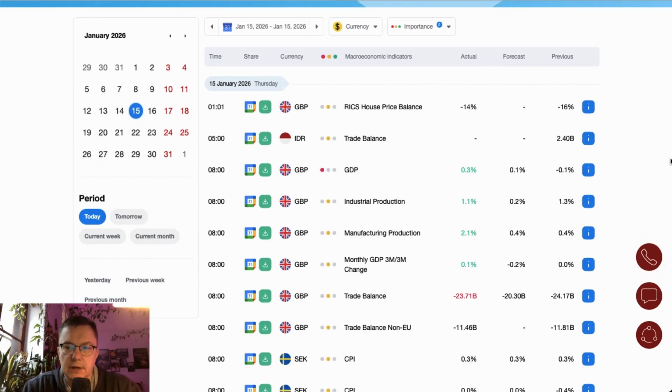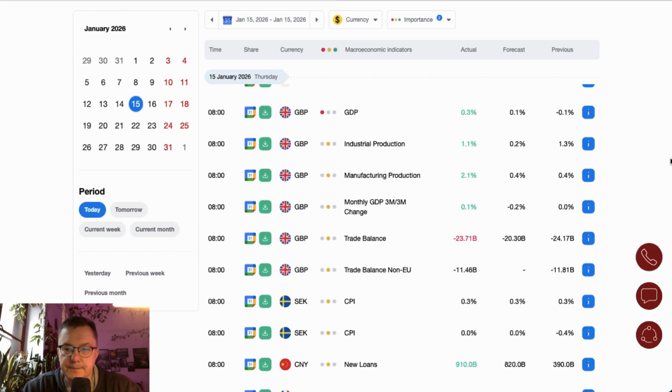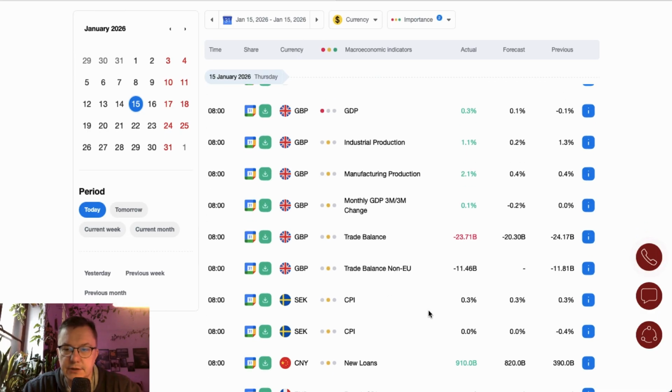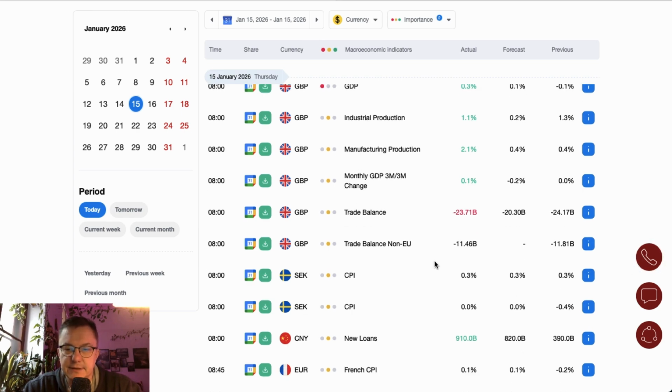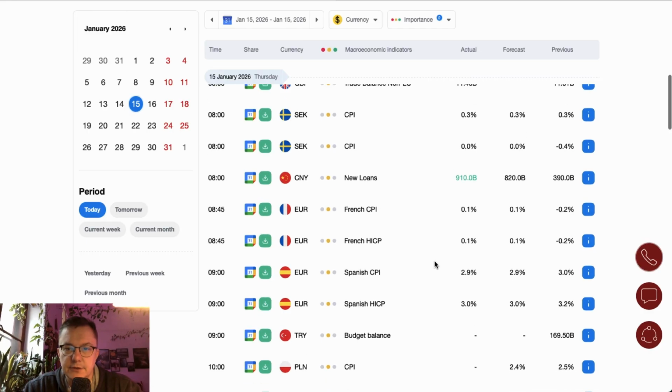GDP up from minus 0.1 to 0.3. Industrial production is better than expected. The manufacturing production up from 0.4 to 2.1, and GDP change up from 0 to 0.1. Trade balance and non-trade balance data better than expected, but this is not the issue.